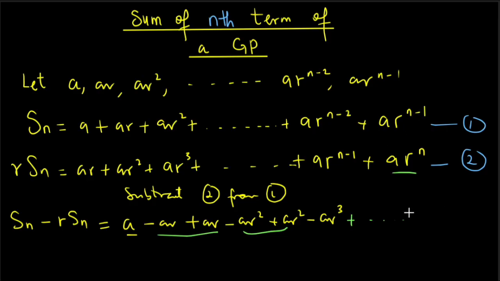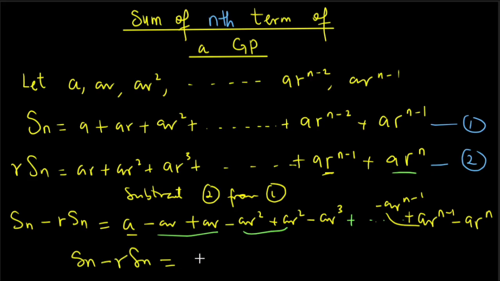You will get to a stage whereby you have AR raised to the power n minus 1, then minus AR raised to the power n. There will be something here minus AR^(n-1) plus this, and these two will knock each other out. Then you will be left with Sn minus R Sn, which will give us A minus AR raised to the power n.